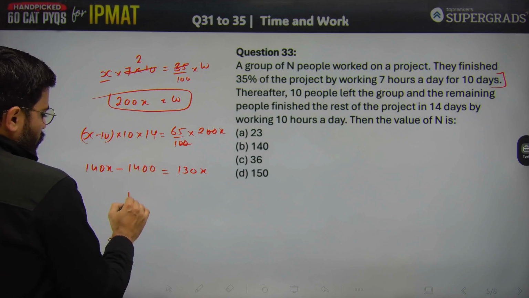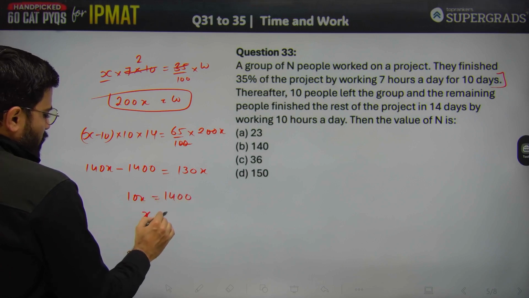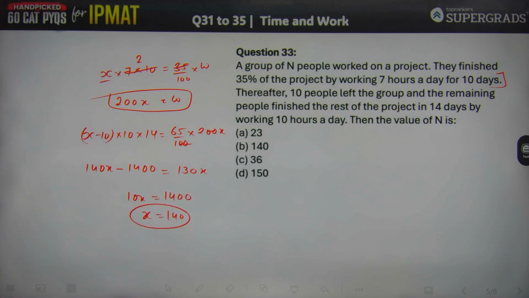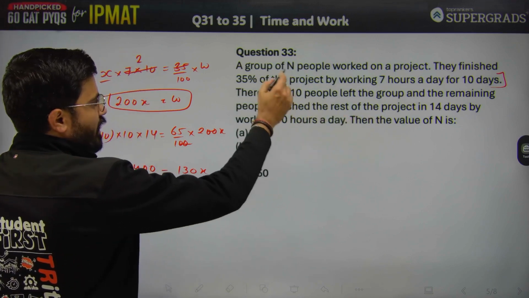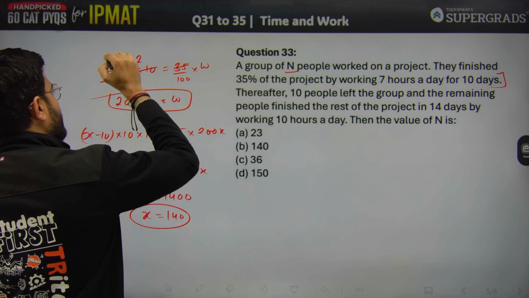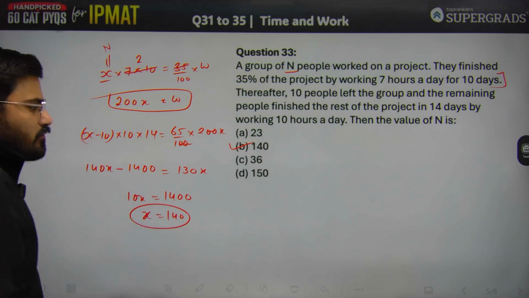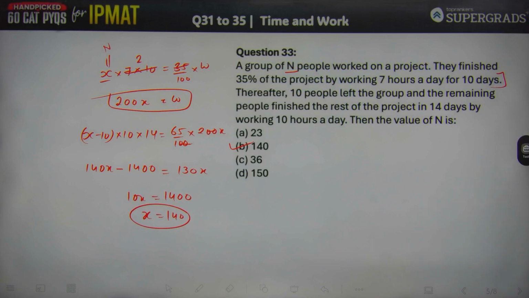1400. So 10x is equal to 1400. So x is equal to 140. Since x is equal to 140, so they are asking me that only. They are asking me a group of n people. So this x is equal to n only. So the answer is B, Bombay. So we're getting it very directly. That is why I changed the approach rather than solving the equation.